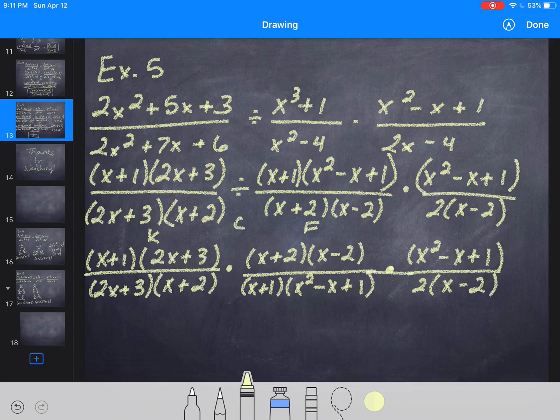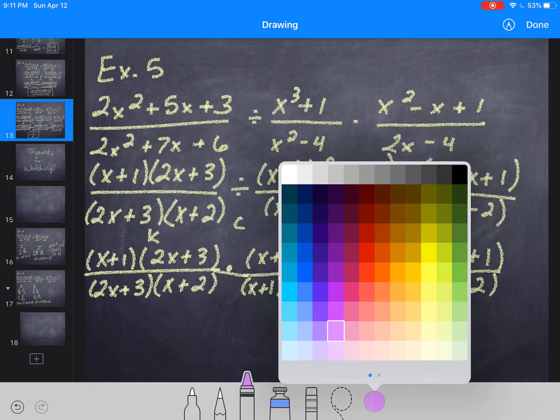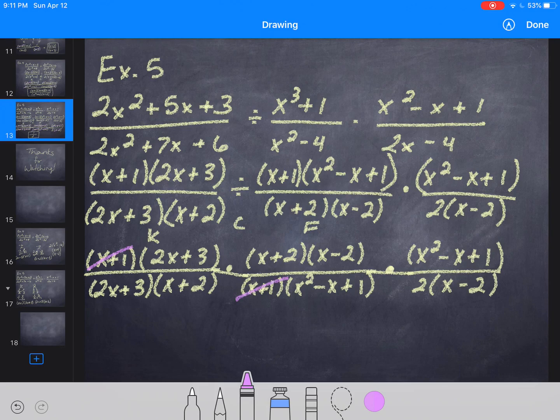Once we've factored everything, we can put our fractions together as 1, and we can cancel the common factors. In my numerator, I have an x plus 1, and in my denominator, I have an x plus 1. In my numerator, I have a 2x plus 3, and I have a 2x plus 3 in my denominator. In my numerator, I have an x plus 2. In my denominator, I have an x plus 2. In my numerator, I have an x minus 2. In my denominator, I have an x minus 2. In my numerator, I have an x squared minus x plus 1. And in my denominator, I have that same x squared minus x plus 1.